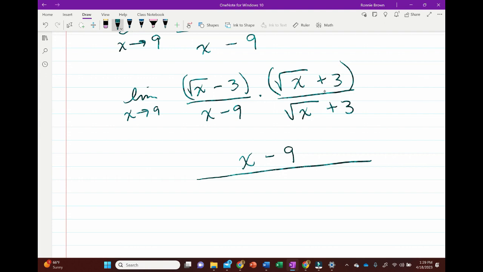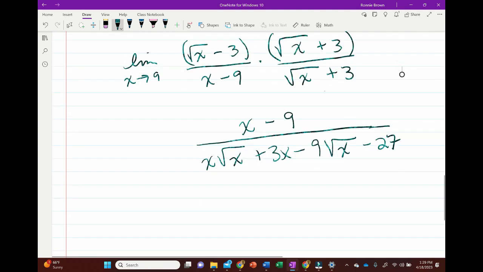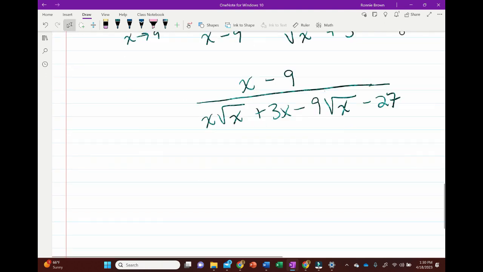That bottom part, I'll go ahead and write that out. x times the square root of x, and then x times 3 is 3x. Negative 9 times the square root of x is negative 9 square root of x, just as it's seen. And negative 9 times 3 is negative 27. Okay, so then we still have x minus 9 in the numerator. Nothing can happen with that.